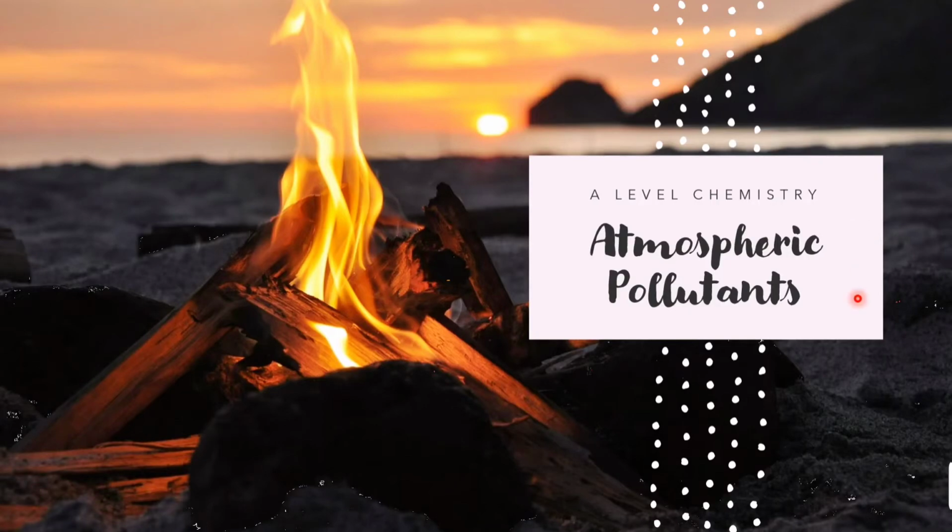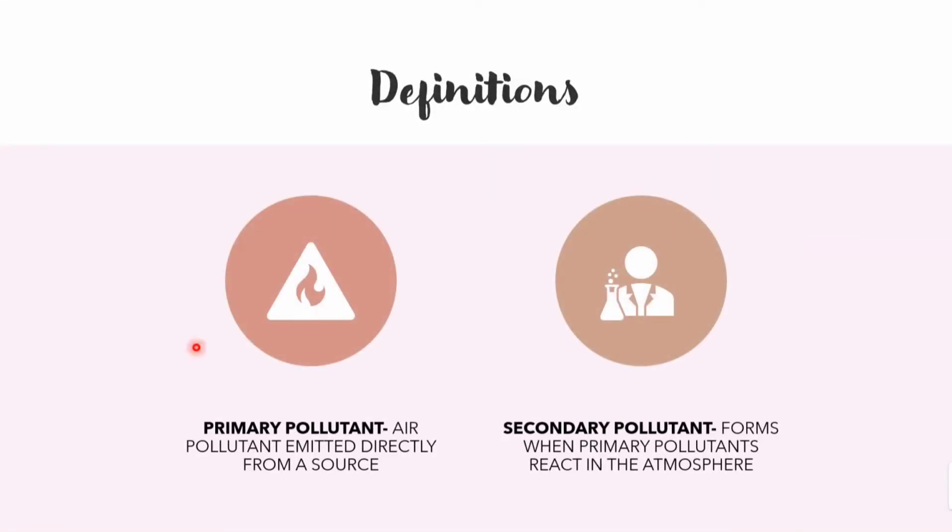Atmospheric pollutants, A-level chemistry. First we're going to have a look at two important definitions. The first definition is a primary pollutant. This is an air pollutant, so a gas, that is emitted directly from a source. So this means carbon dioxide is produced when we burn fossil fuels. So it is an air pollutant, a gas, that is emitted directly from a source like a fossil fuel.